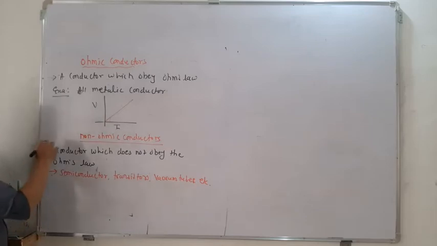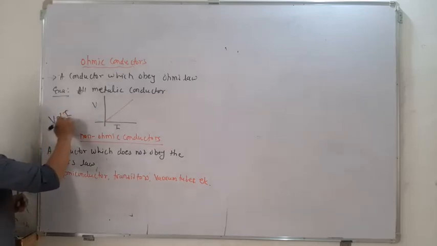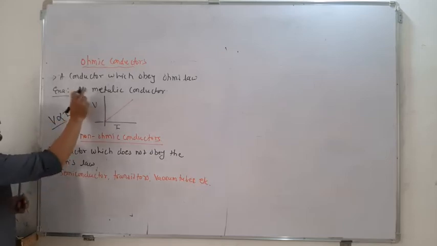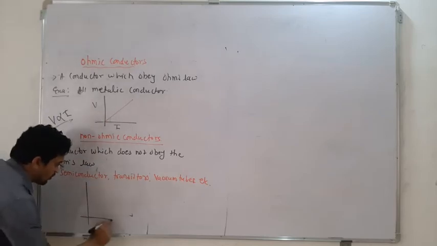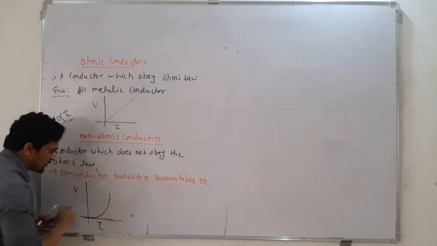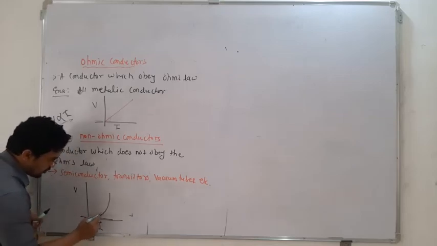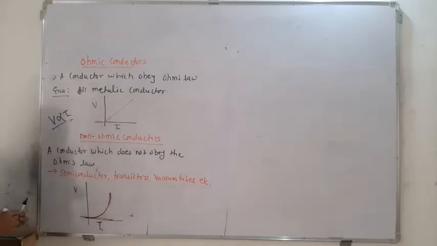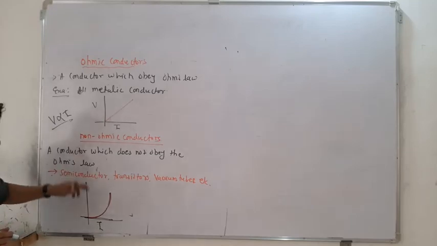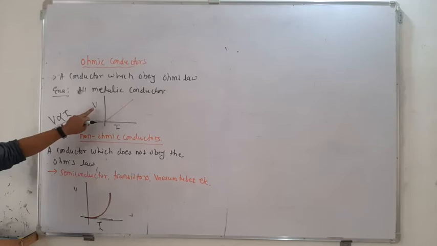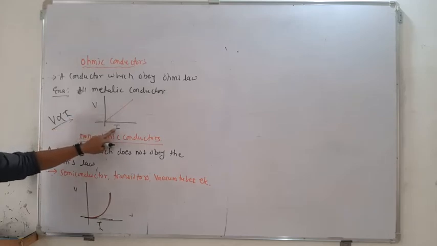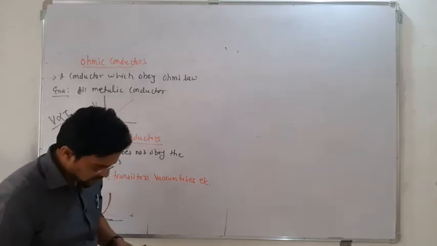Not following Ohm's law means it does not follow V directly proportional to I. In an ohmic conductor only it happens. In non-ohmic conductors it will not happen. Hence, if you plot the graph of V and I, you may get a smooth curve. So it will not follow any straight line. So for a non-ohmic device you will get this graph of V and I, voltage and current, and for an ohmic device you will get V directly proportional to I. So remember these two things.